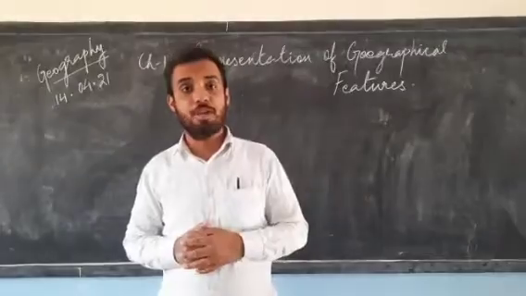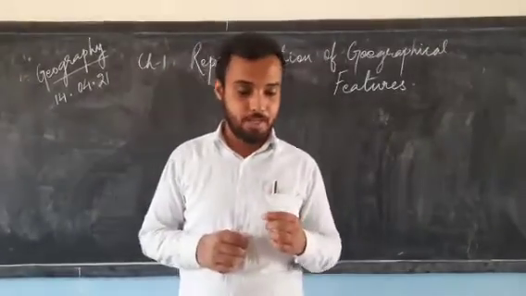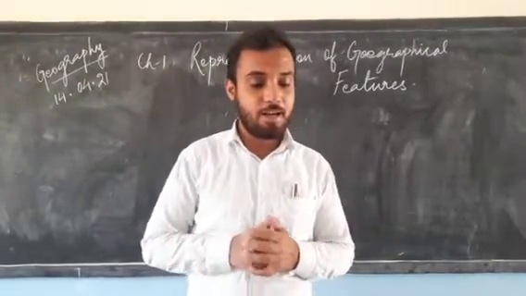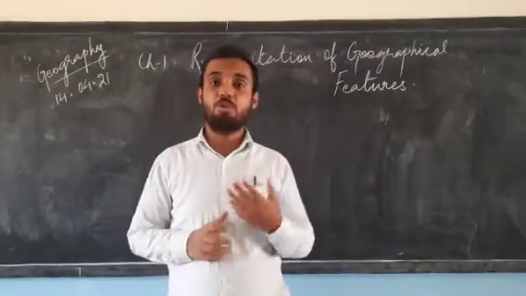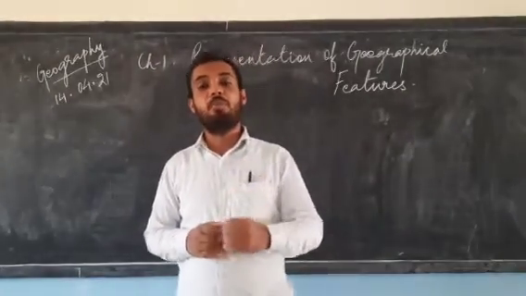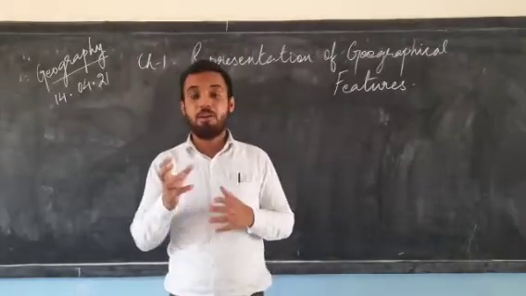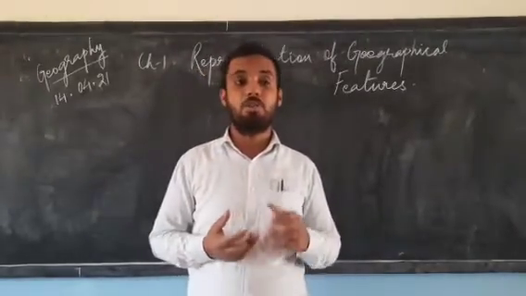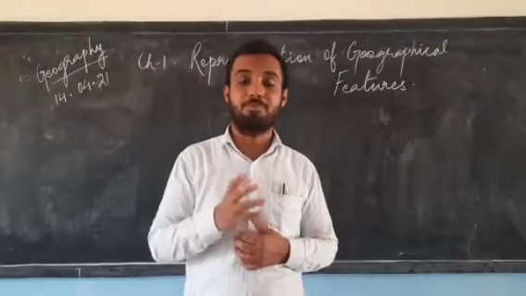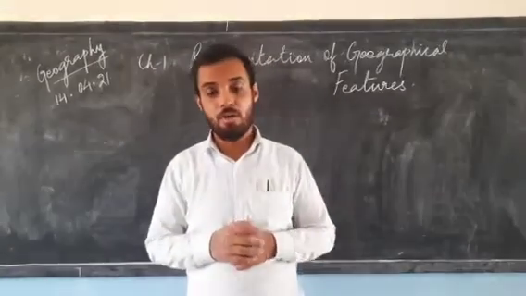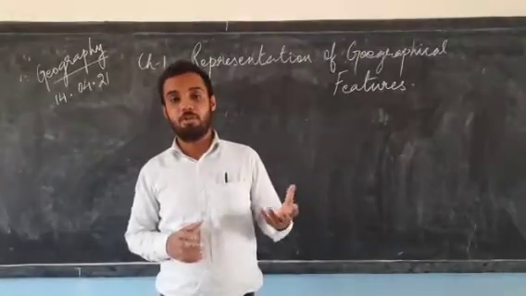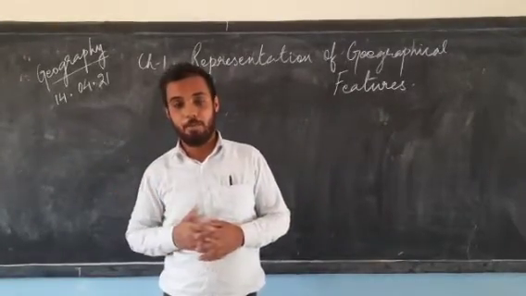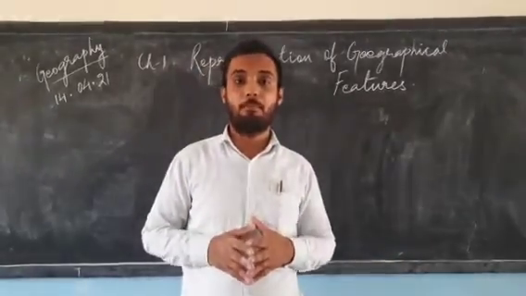The first feature, according to the book, is that it shows a small area in detail. For example, a topographical map. Now, what is a topographical map? A topographical map is a map where we have detailed information for a small place, a small area. That particular map shows us all the information about a small area. That is called a topographical map.